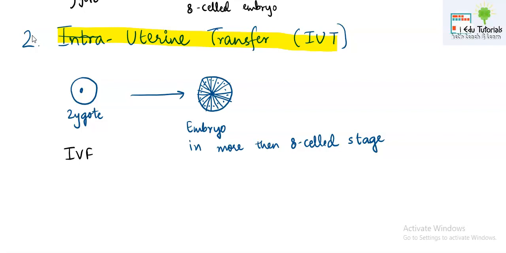Now if the embryo goes into divisions and more than 8 cells are formed, so if the transfer is done beyond the 8-cell stage, the name of the ART changes. It becomes intrauterine transfer. Means in this case, the embryo will contain more than 8 cells and it will be transferred to the uterus of the female who wants to become a mother. You can see here that I have made the embryo and it contains more than 8 cells in it.